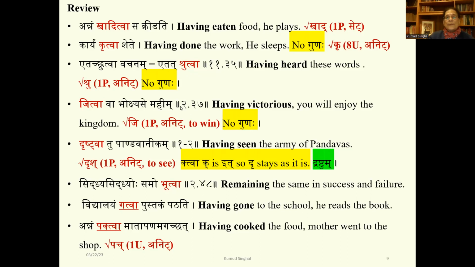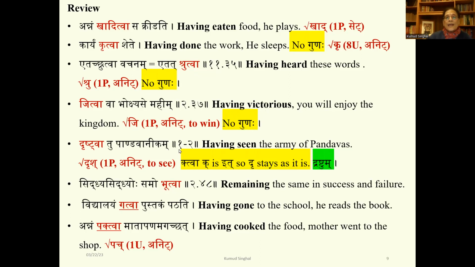Again, an example from Bhagavad Gita, chapter 2, verse 37. Jitva va mokshase mahim. Jitva. The root is ji, anit, to win. Again, no guna here. It is not jetva. It remains as jitva. So having been victorious, you will enjoy the kingdom. Lord Krishna is talking to Arjuna.